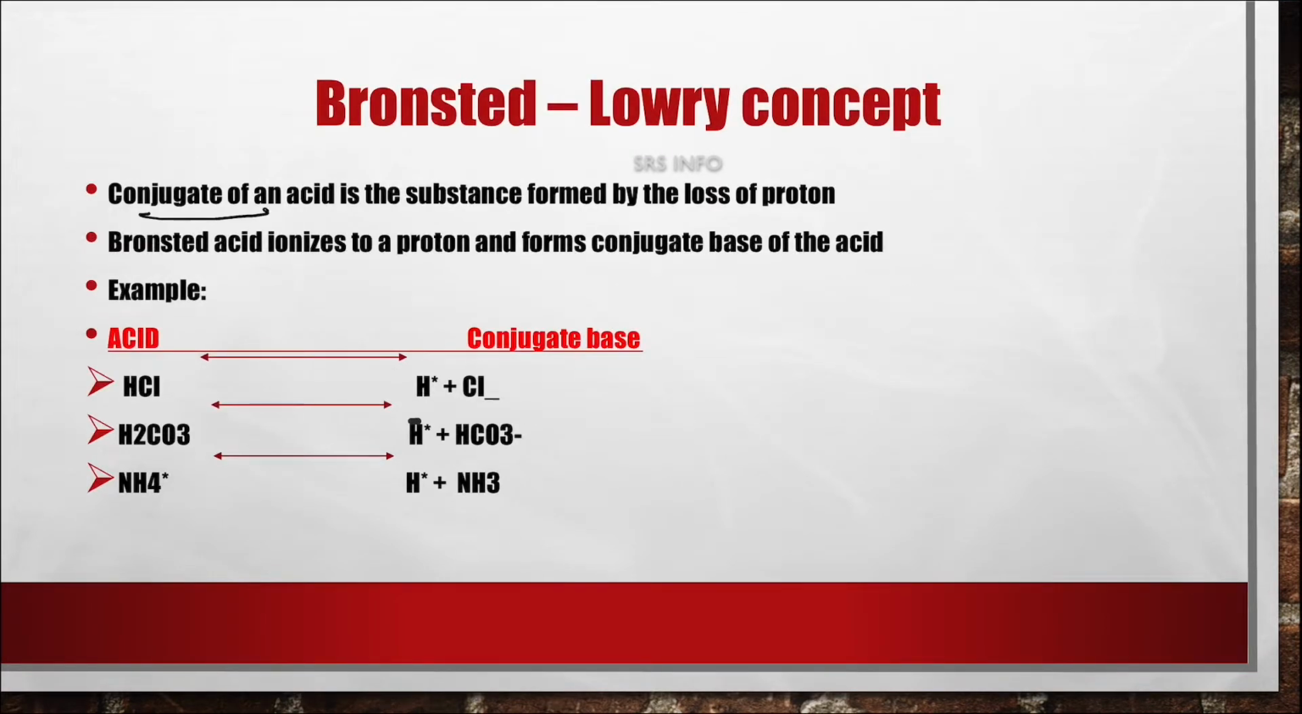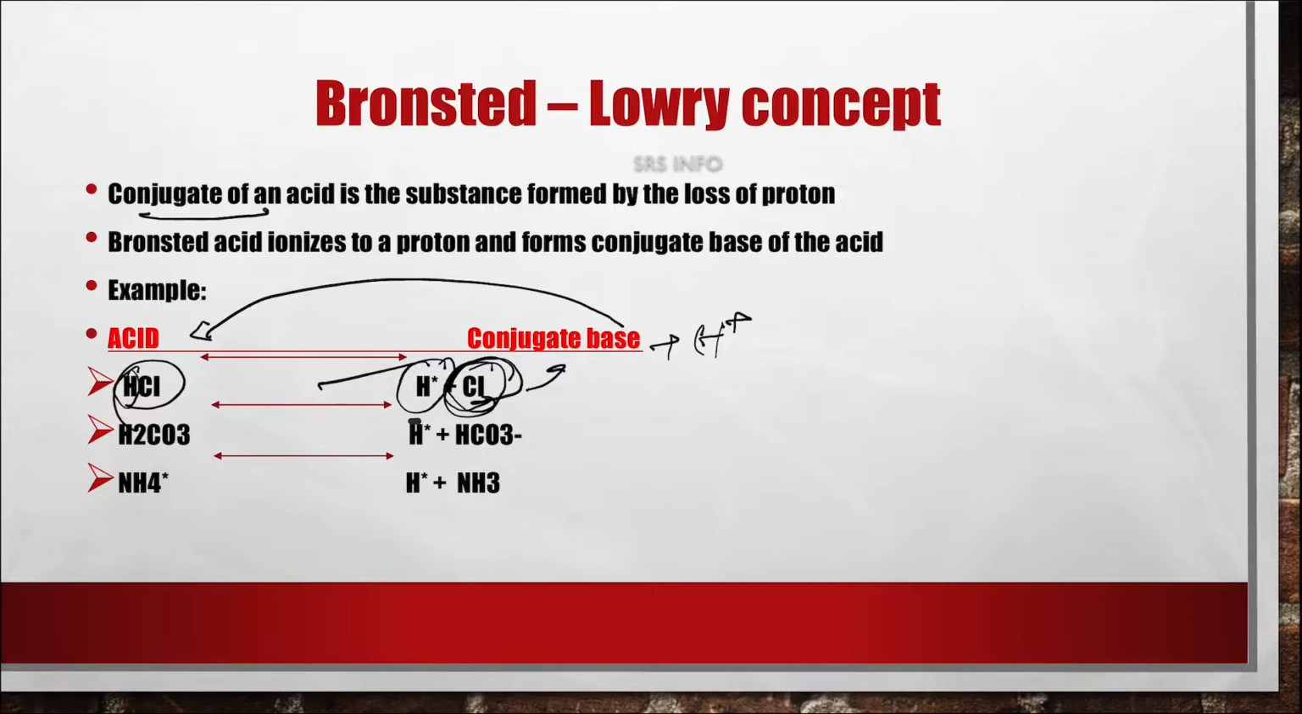The conjugate base of an acid is the substance formed by the loss of a proton. This is the acid. When a proton is lost from this, it becomes a conjugate base. The proton separates from this acid, and this species becomes the conjugate base. And when a proton is added to this conjugate base, it again becomes an acid. So this is the pair.